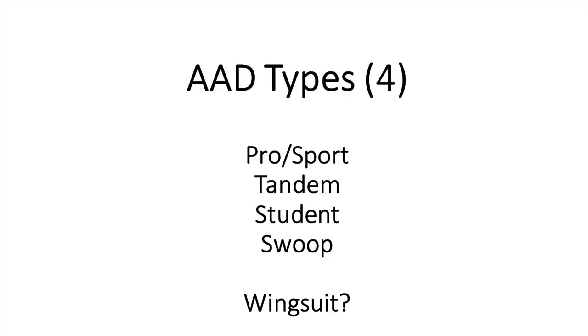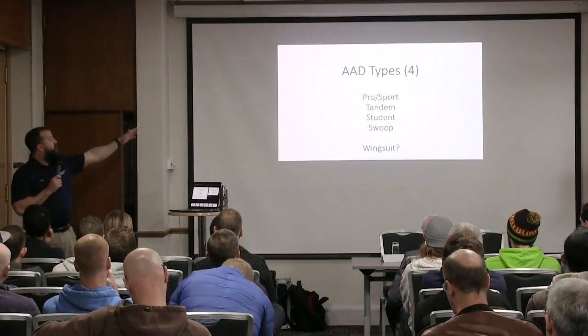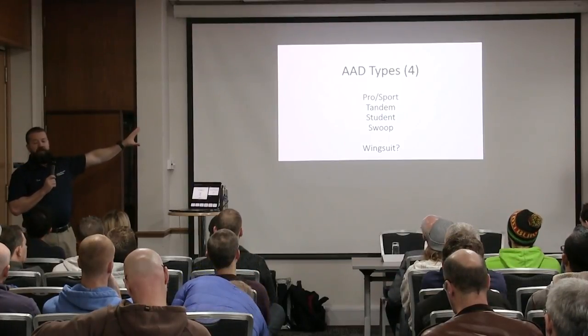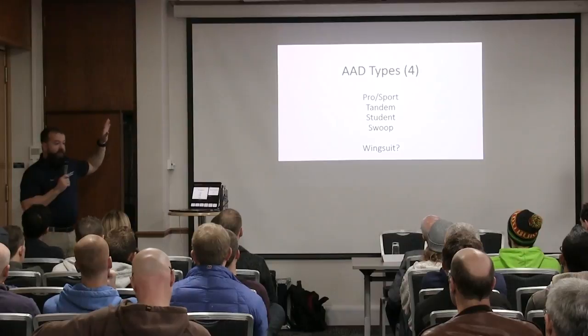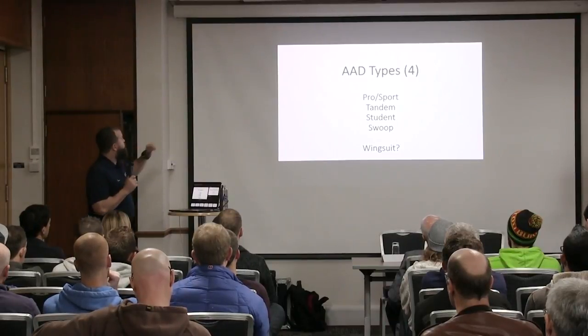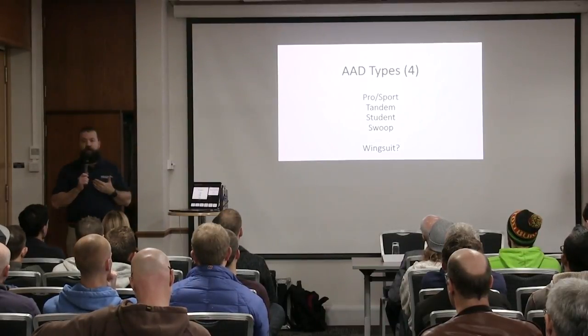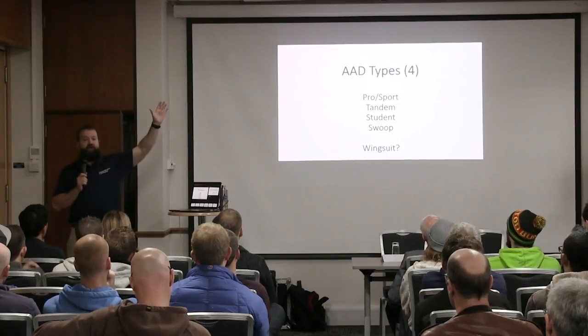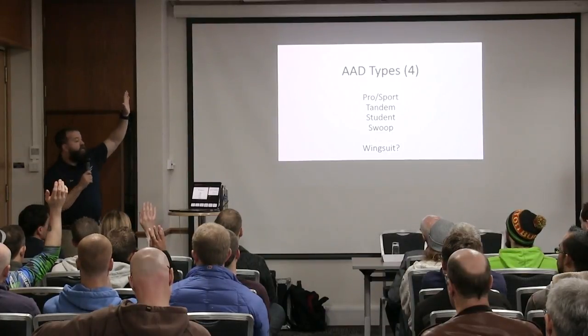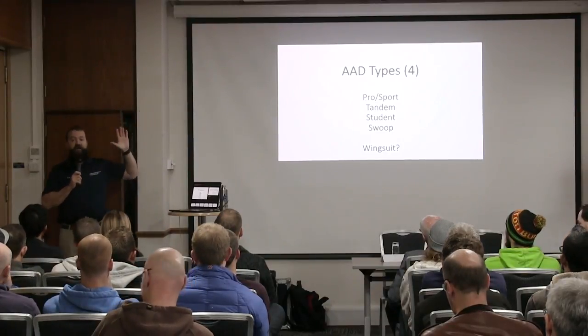In 1995 or 96, when the first AADs came out, they turned on and they turned off. You had sport units, you had tandem units, you had student units. Today we have multi-mode units pretty much across the board. But what we want to look at here is different types of units that are available to us as skydivers. We have our sport or pro unit, which the majority of us will use. Tandem instructors, how many tandem instructors in the room? We have separate units and separate parameters or modes for tandem.